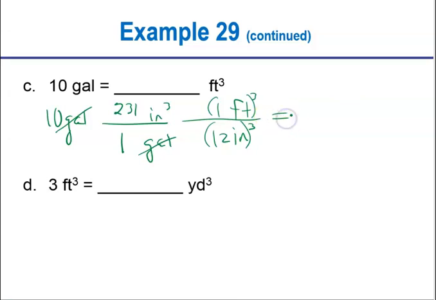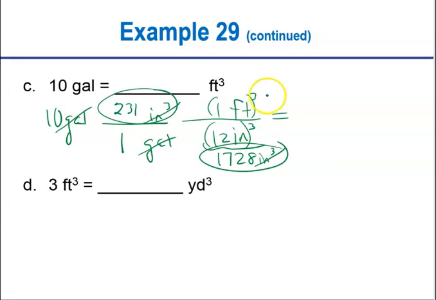And here we go. Okay, so 12 to the third. What is 12 to the third, y'all? I know 12 squared is 144, but 12 to the third is 1,728. And now that's inches cubed. Okay, so your inches cubed cancels here. All right, and so I'm going to take 231 and divide by 1,728, and that's going to leave me with the feet cubed that's still there on top.